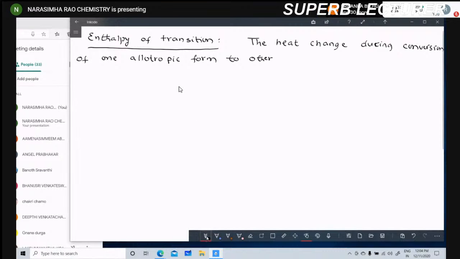So the best example is the conversion of graphite to diamond. Graphite is an allotropic form of carbon. Graphite is converted to carbon in the form of diamond. For this conversion, the enthalpy of transition, delta H, is 1.90 kilojoules. Endothermic or exothermic? Endothermic, sir. Endothermic. And if in case diamond to graphite?